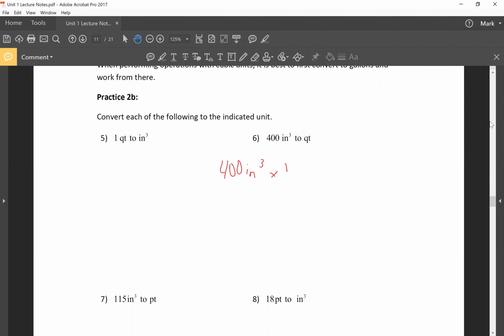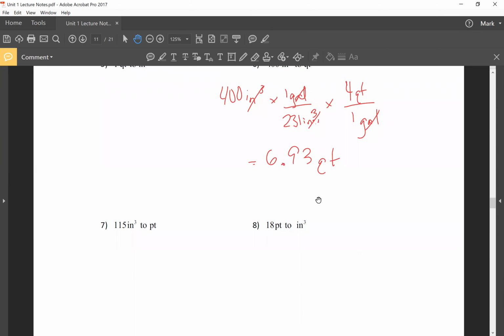So first things first, I'm going to change it to gallons. Oops, you don't need to write the word inches cubed. Then I'm going to convert the gallons to quarts. And that's it. So I know the answer, yeah. So 6.93 quarts. Cool. Excellent. For the bottom one, 18 pints.